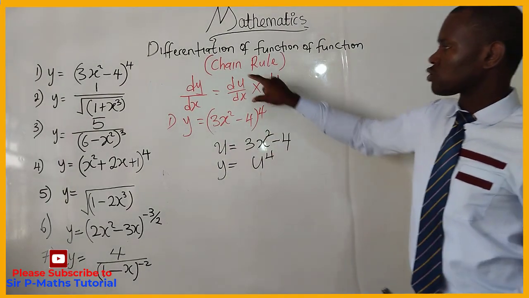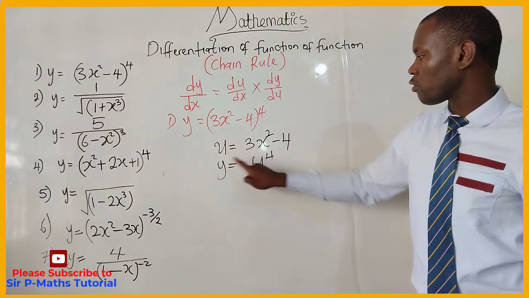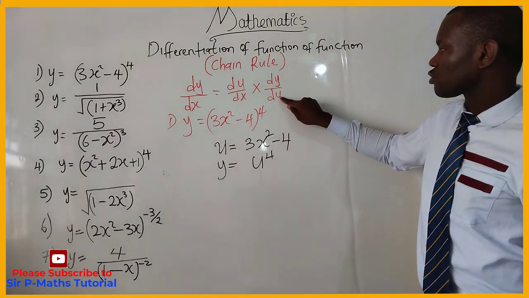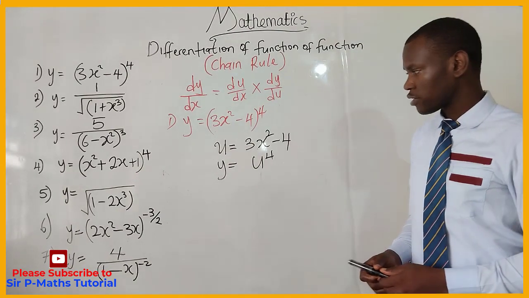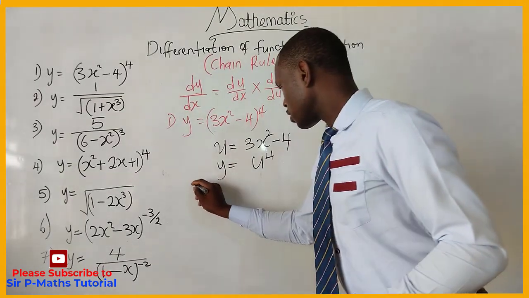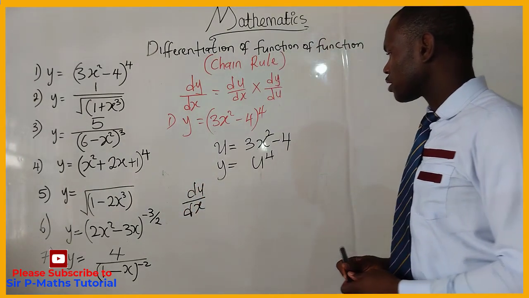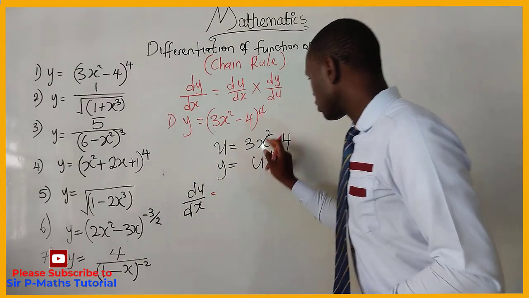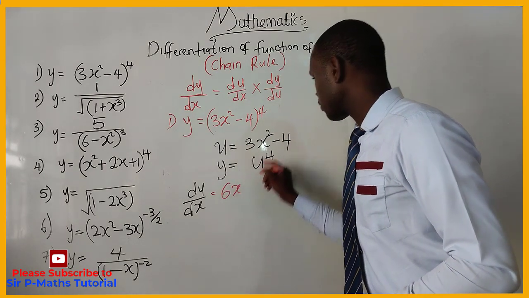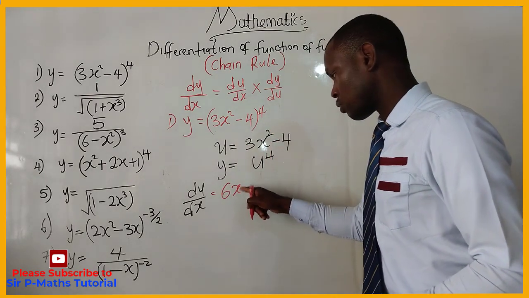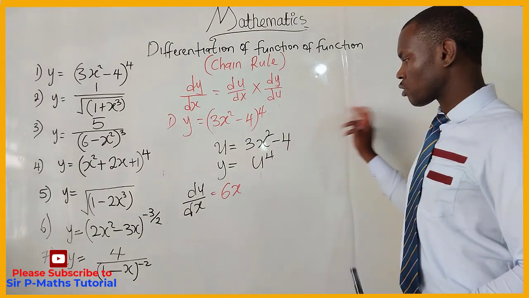So from here now, I'll solve for du over dx, which is this, and then I'll solve for dy over du, which is this. When I've done that, I'll multiply both of them and I will obtain my dy over dx. So let's go. Let's solve du over dx. Differentiating here, 2 multiply 3, I'll have 6x. 2 minus 1 will give me 1, so I will not write it again. Then differentiation of a constant is 0, so 4 is gone.